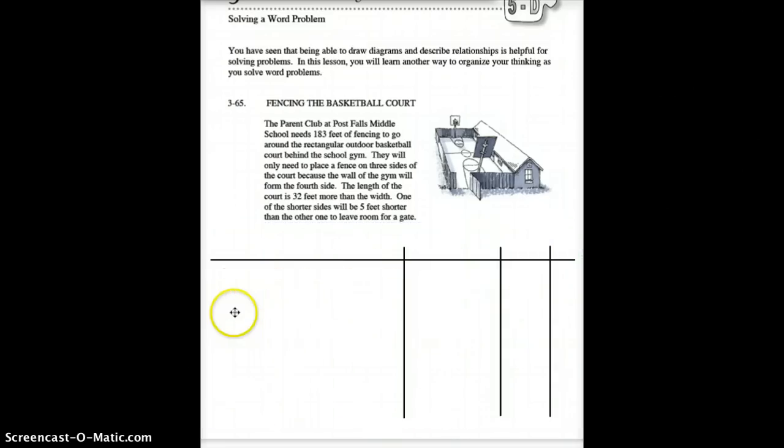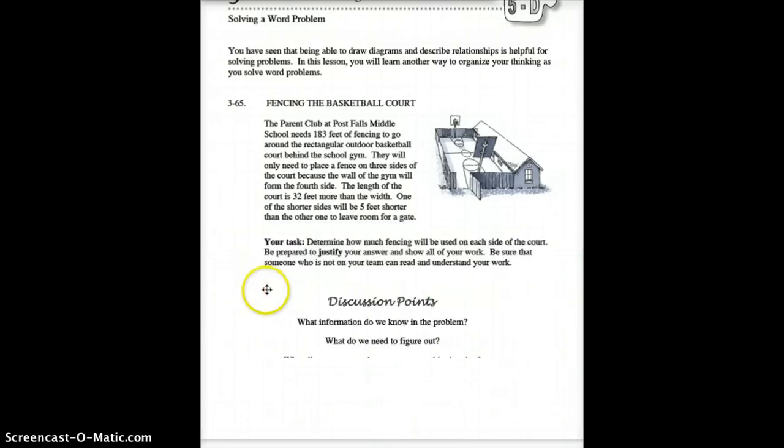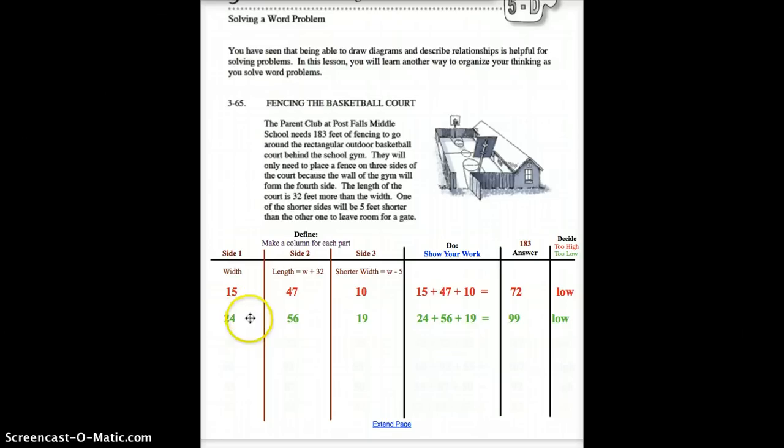Let's say we want to pick a number like 24. 24 is bigger. 24 plus 32 is 56. And 24 minus 5 is 19. So if we add up those 3 sides, 24 and 56 is 80. 80 plus 19 is 99. Wow, we're still considerably too low. So I think I should pick a bigger number, and I think I should make it a lot bigger this time. So let's try that.